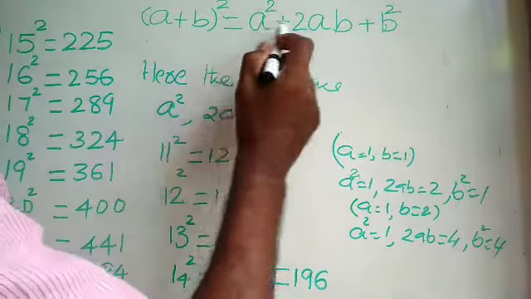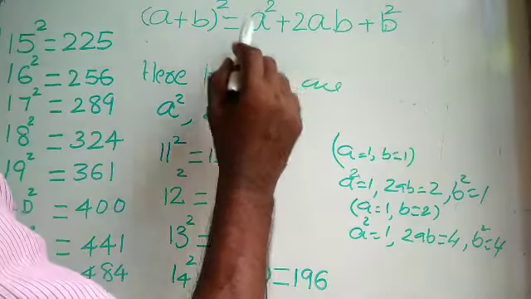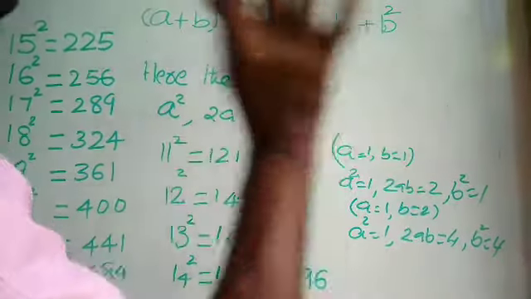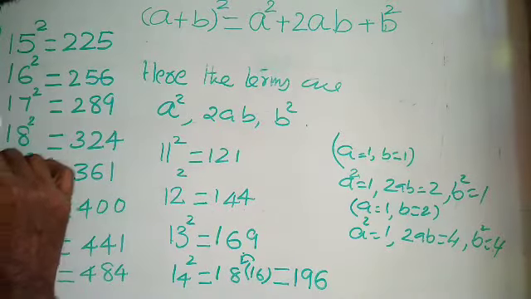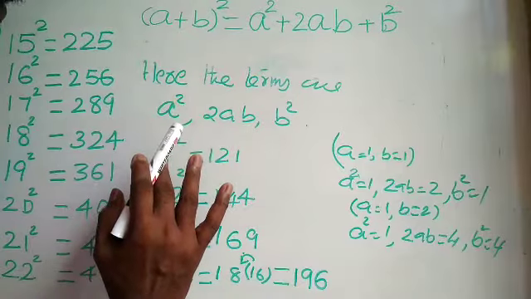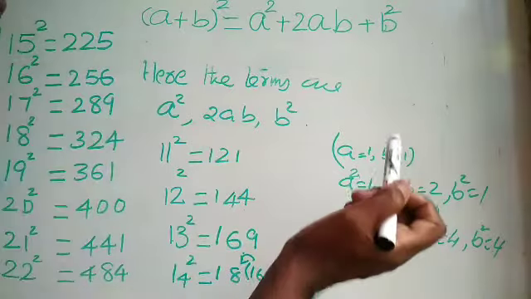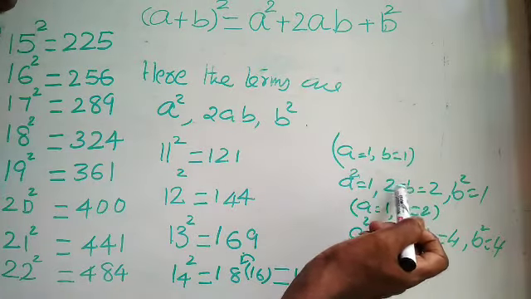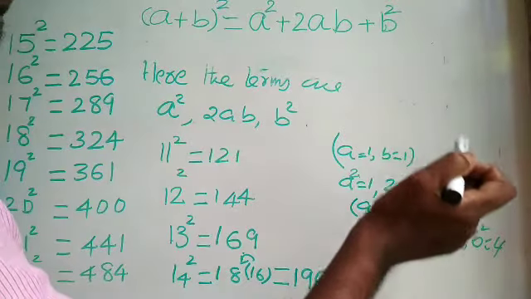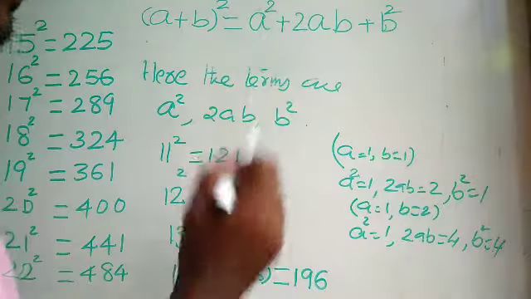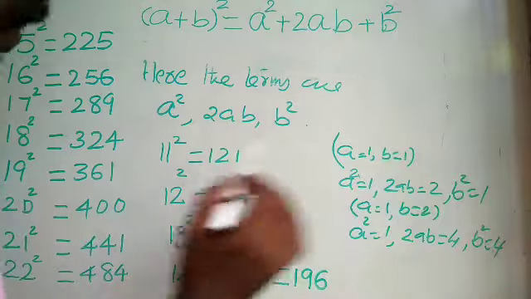Here, the terms on the right expression we are looking at are a square, 2ab and b square. Here I am considering 11 square. You know 11 square, I am using that one. a is equal to 1, b is equal to 1. So a square is equal to 1, 2ab equals 1 into 2, and b square equals 1. So 11 square becomes 1, 2, 1, 121.